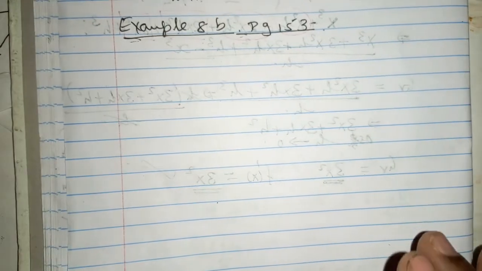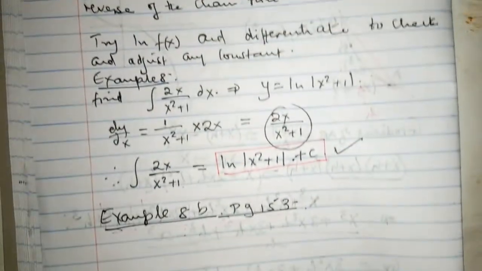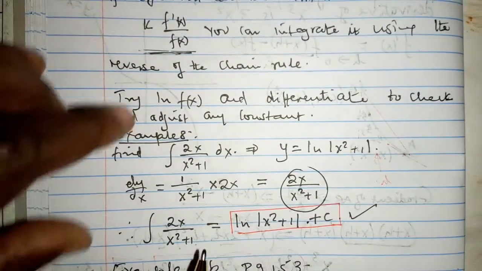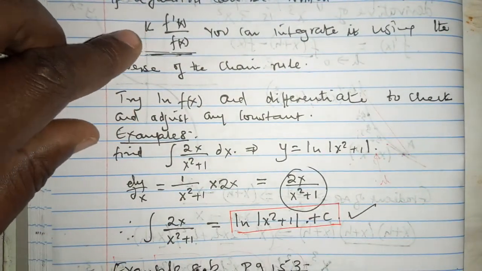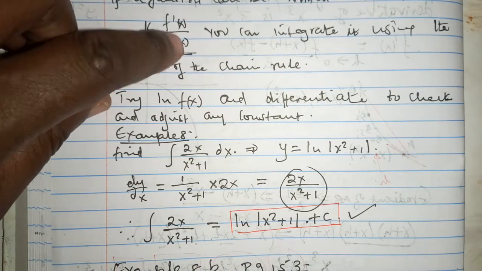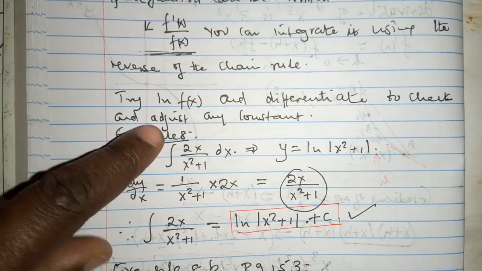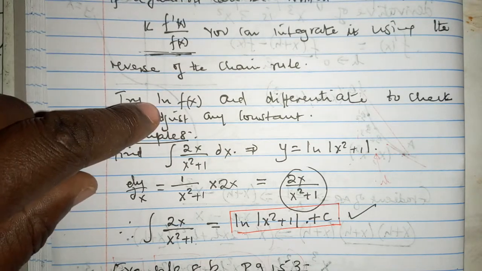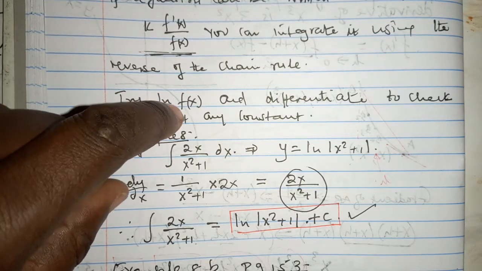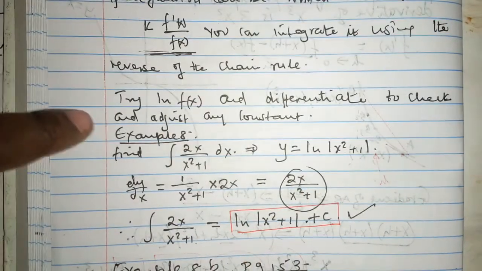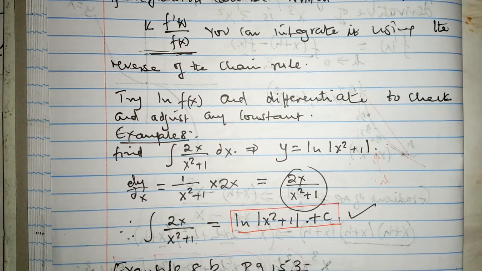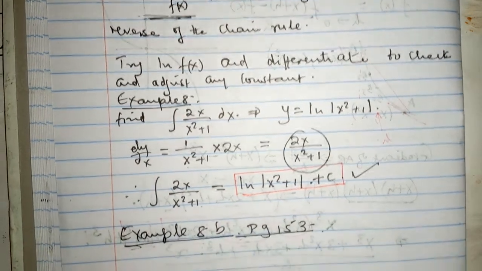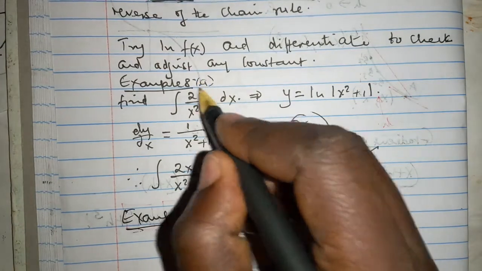In line with what we have understood previously in example 8 part A, if we can identify a function written in the format of a derivative over its function, then you take it ln. Assume this one must be coming from the natural logarithm of f(x), ln f(x), differentiate it to check whether it works, and of course adjust in a constant. That is what we've understood, and part A has worked very well for us.